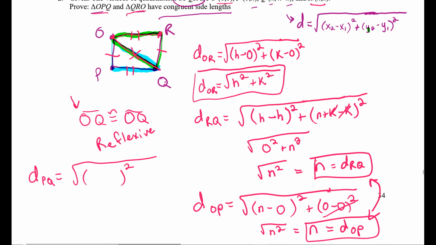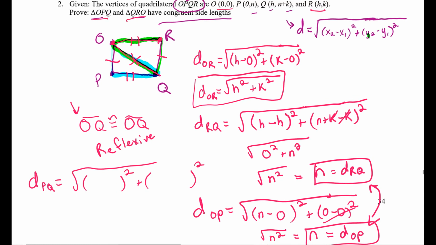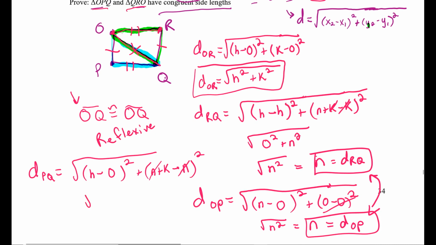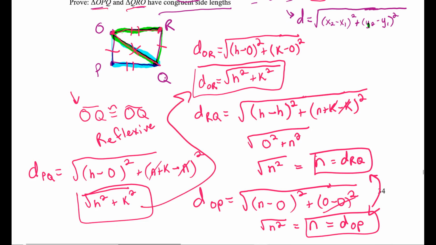And we do the same thing. The X coordinate for Q is h, minus the X coordinate for P, which is 0. And be careful with this next one. The Y coordinate for Q is n plus k, minus the Y coordinate for P, which is just n. And again, we have this n minus n thing happening here where we have that 0 pair, so those sum to 0. And we're just left with the square root of h squared plus k squared. Is exactly what we had for side OR.